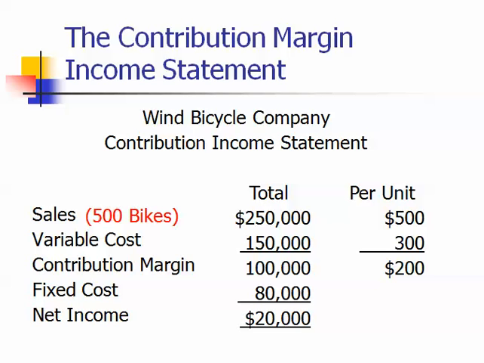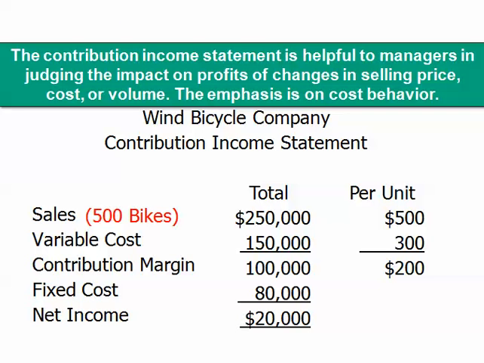That is, every time it sells one additional bicycle, its net operating income will increase by $200. That's because its contribution margin will increase by that amount, while fixed costs remain constant. We'll find that the contribution margin income statement is a very powerful tool for helping managers judge the impact on profits of changes in a selling price, variable cost per unit, fixed costs, or units of bicycles, in this case, sold. The emphasis again is on cost behavior rather than cost function.